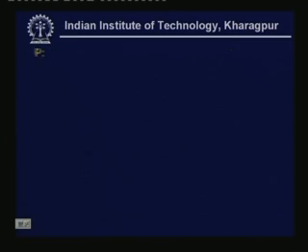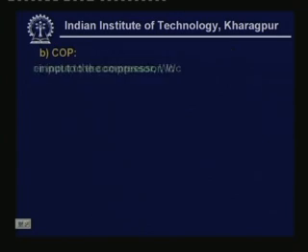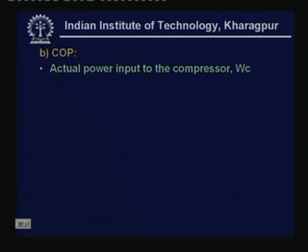Then the second part of the problem is to find out the COP of the system. If you remember, in the last class I mentioned that the concept of mean effective pressure, actual mean effective pressure, is very useful because it is defined in such a way that when you multiply this actual mean effective pressure by the displacement rate of the compressor, that will give you the actual power requirement of the compressor. So if you can find out the mean effective pressure, all that you need to know is the displacement rate of the compressor.